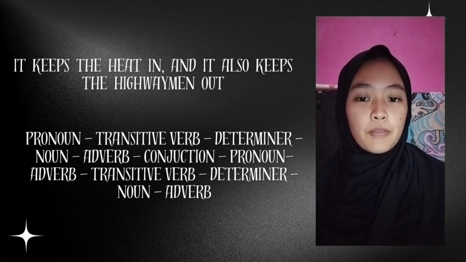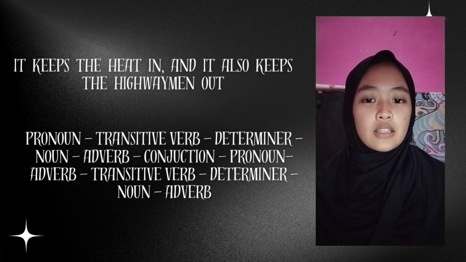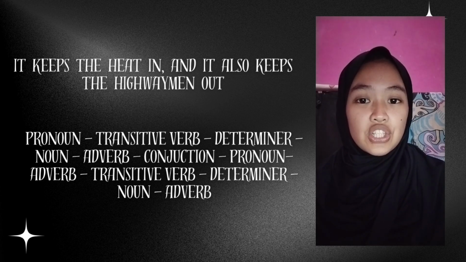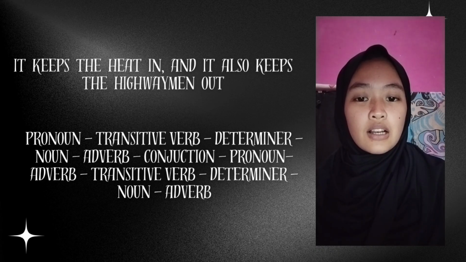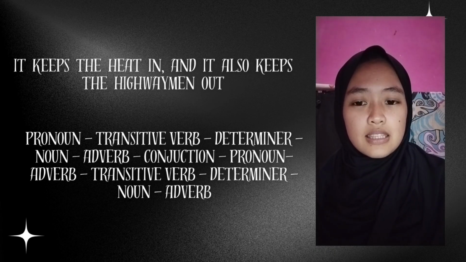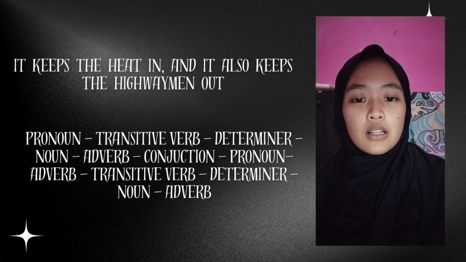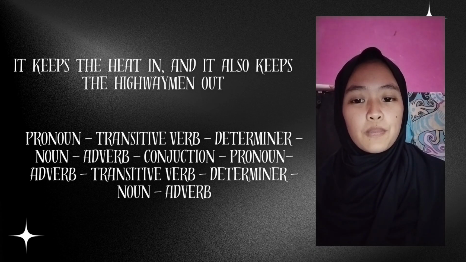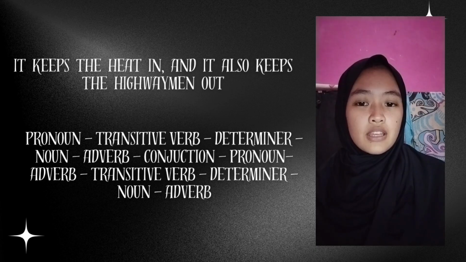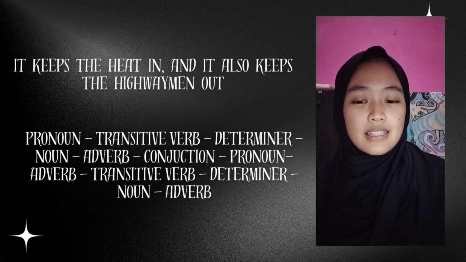This sentence is a compound sentence because it consists of two independent clauses connected by the conjunction and. The first clause is it keeps the heat in. The second clause is it also keeps the highwayman out. Since both clauses can stand alone as complete sentences, the sentence is classified as a compound sentence.